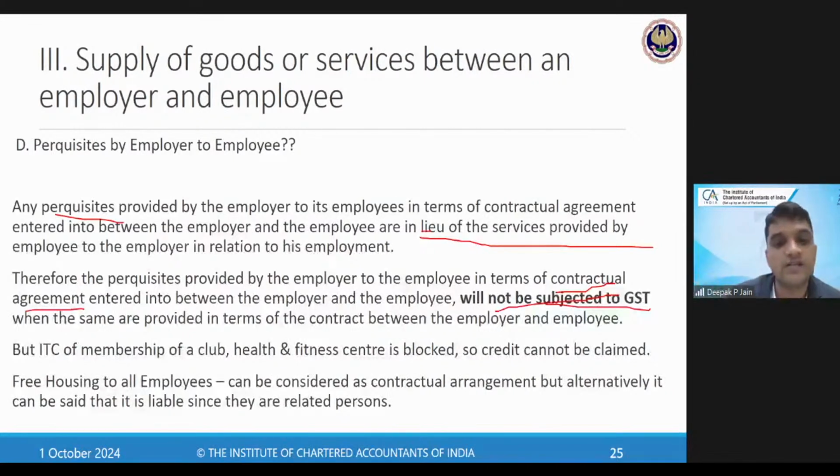Madam, reverse charge, we will discuss in the next session. There we have a separate understanding on reverse charge. It is very detailed. We'll understand there.